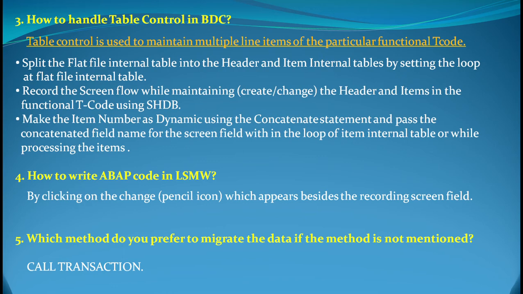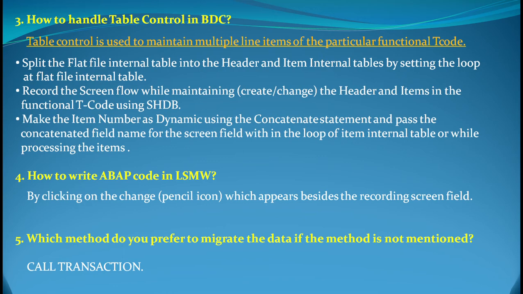The last point is important. The item number is to be made dynamic. And how is it made dynamic? By concatenating the statements and passing these concatenated statements, or the field names for the screen field, within the loop of the internal table. Please keep this in your mind, because this is generally a probable question: how to handle table control in BDC.